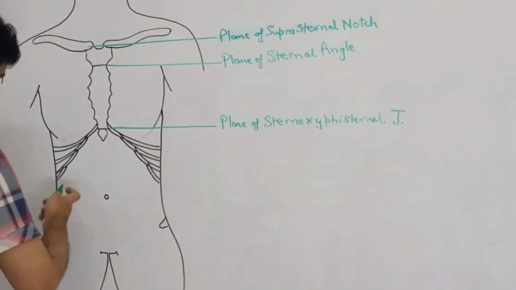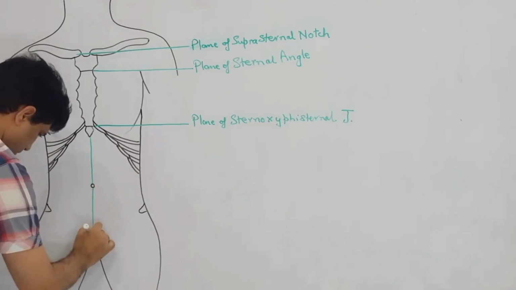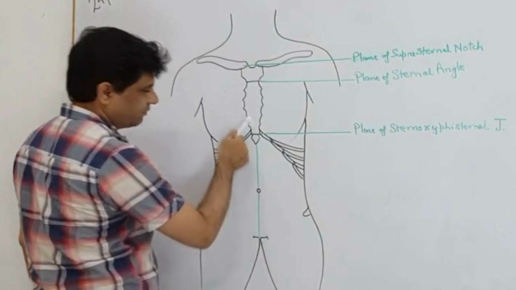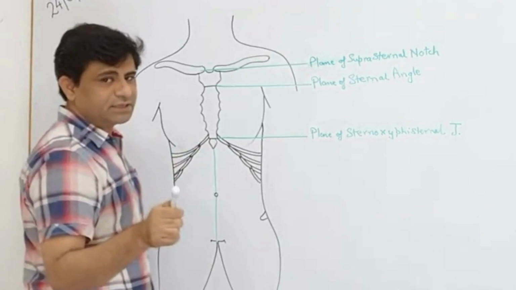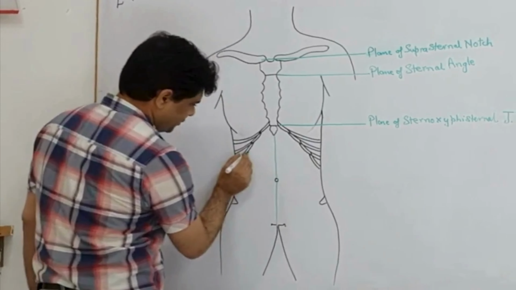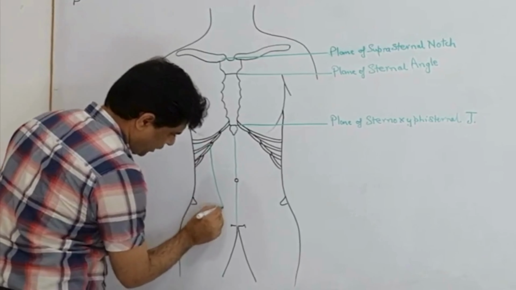Then it's the median plane, which passes through the umbilicus and reaches the pubic symphysis. This is the linea alba. And the seventh rib is the last rib which meets the sternum. So eighth rib, then you have the ninth rib.